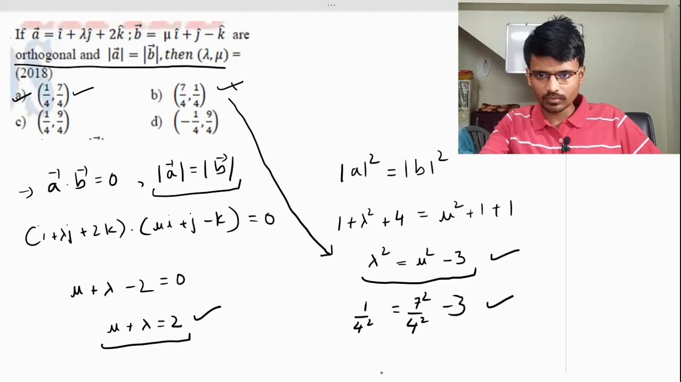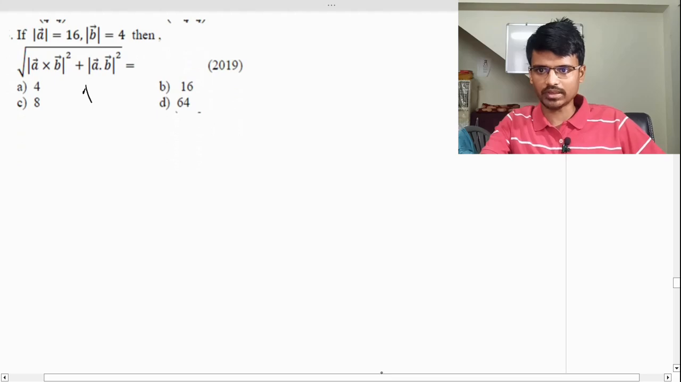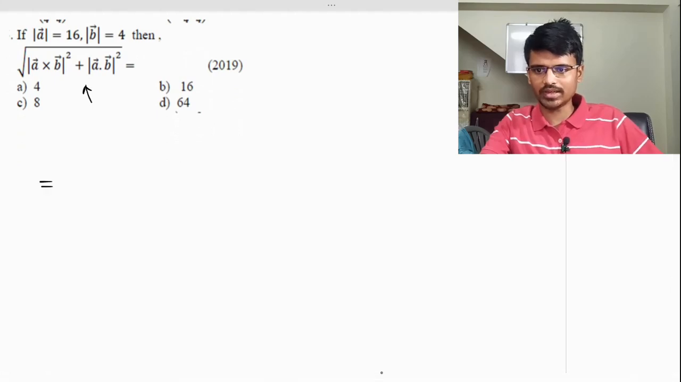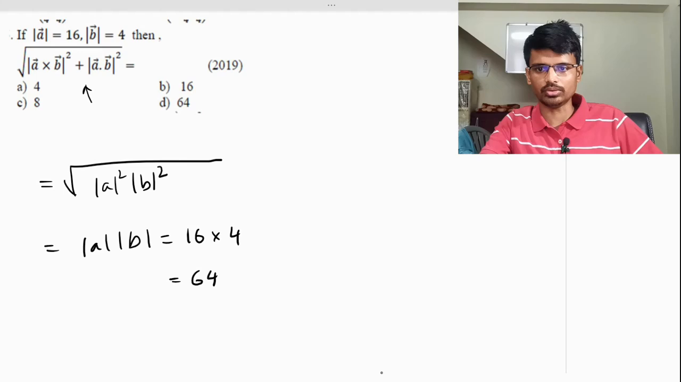Okay, let's move on. This kind of question we have solved previously, right? So the inside expression is going to be, and I'm going to write it directly, mod A, magnitude of A square, magnitude of B whole square, and the other expression gets reduced using the trigonometric identity sin square theta plus cos square theta is equal to 1. So this reduces to just the product of the magnitudes, and both magnitudes are given to us. So 16 4s are 64. You know this thing, right? Yes.